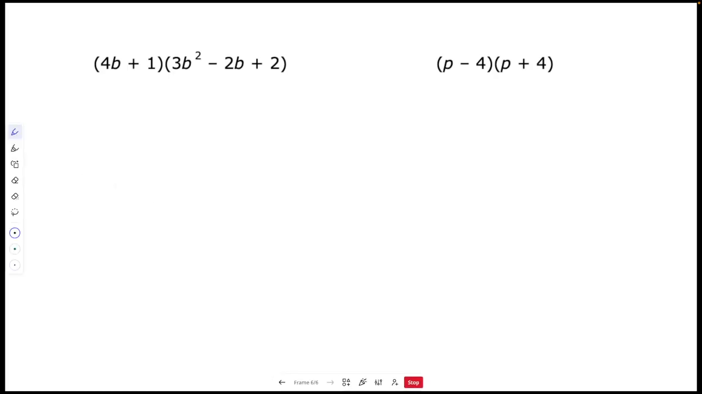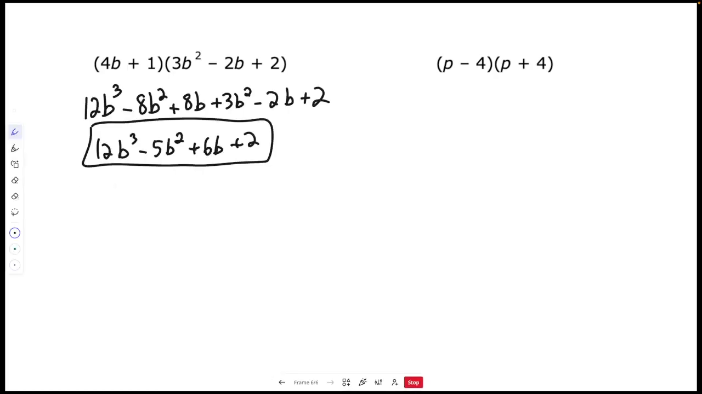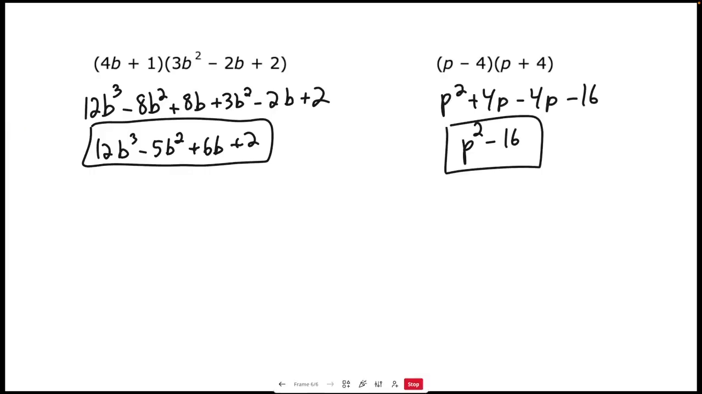Okay, now that you've had time to work these problems, let's check your solutions. For the first problem, here is the work. You should have ended up with 12b cubed minus 5b squared plus 6b plus 2. And for the second problem, you should have gotten p squared minus 16. Notice that when you combine the positive 4p and the -4p, it's just 0p, so we don't even put it in our answer.